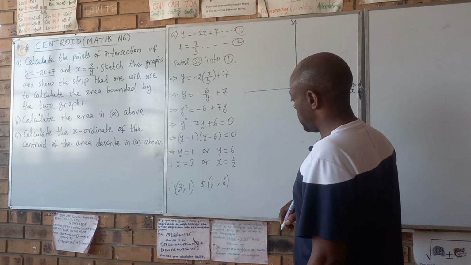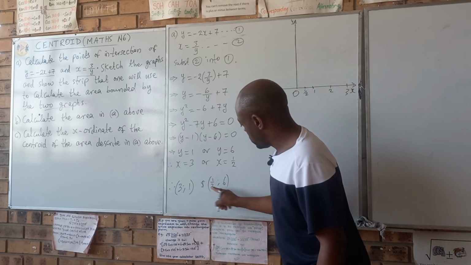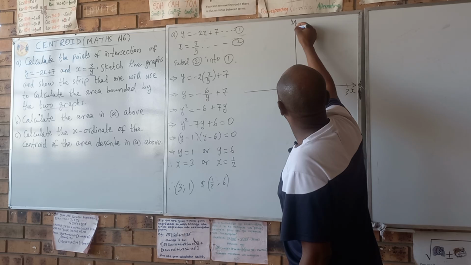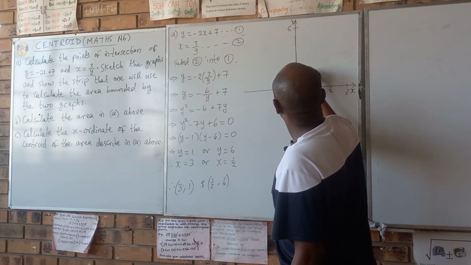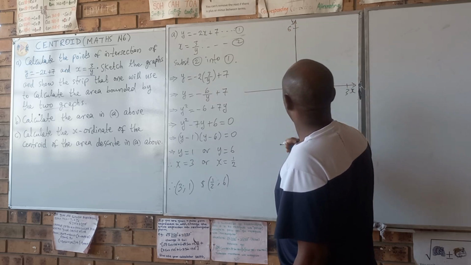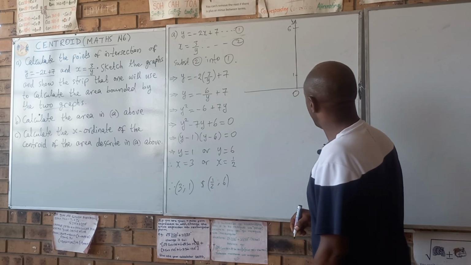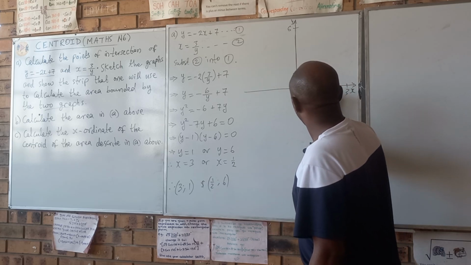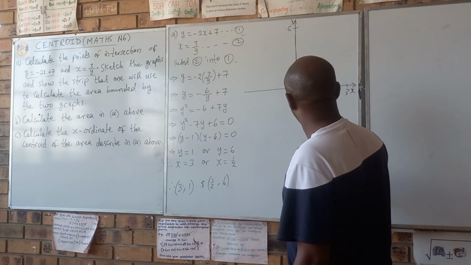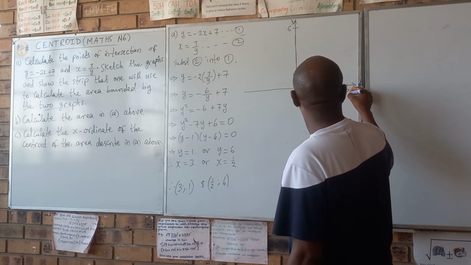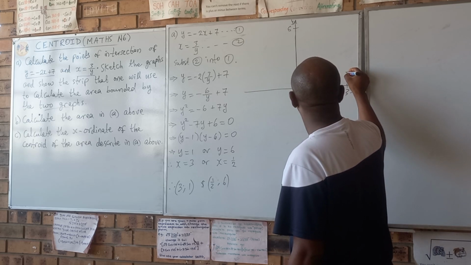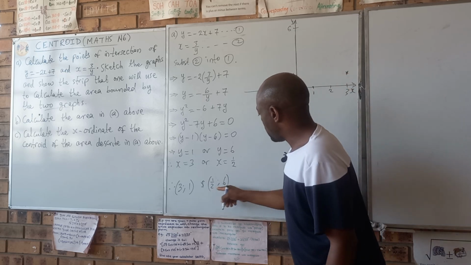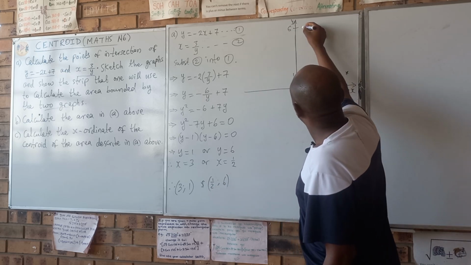Then if I go to the y-axis, I need a 6. So this is my 6. Maybe my 1 can be here. I'm only interested in the sketch. It must not be plotted to scale. So I need the point (3, 1). 3, 1 is somewhere there. And the point (a half, 6), a half and 6, they are somewhere there.